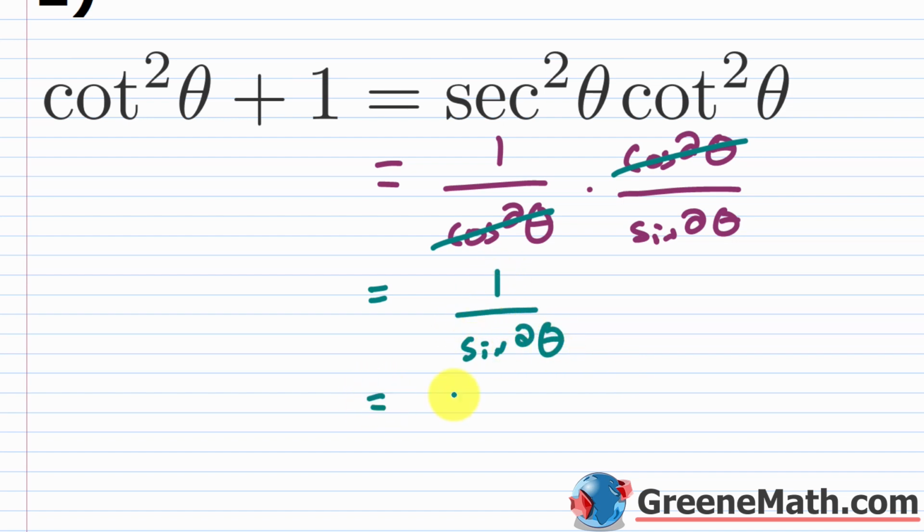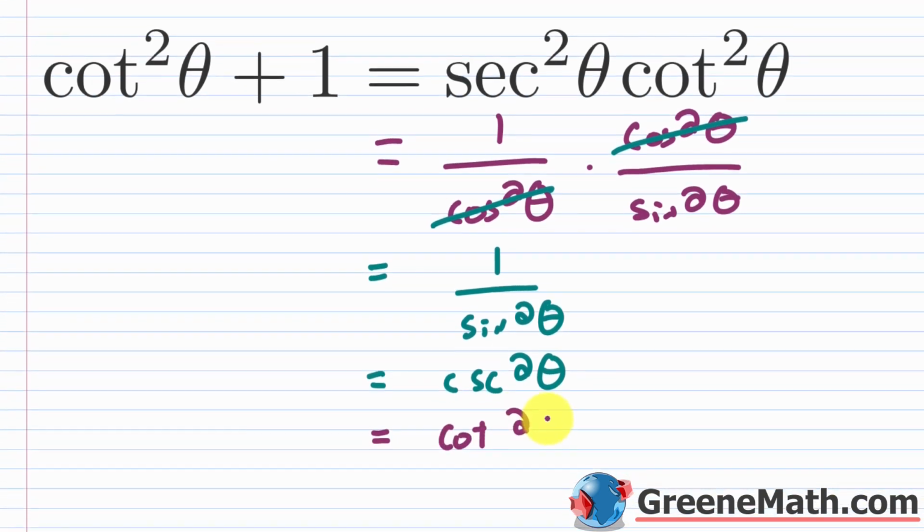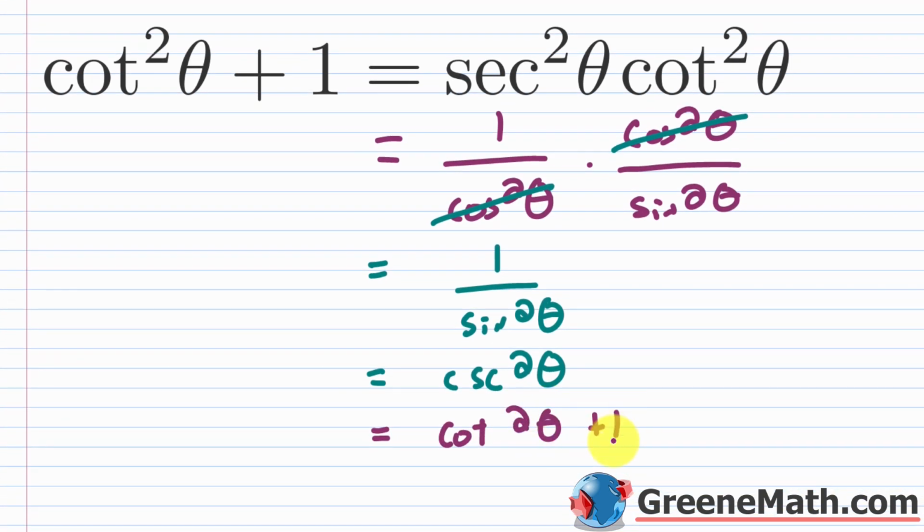Well, that is the same as cosecant squared theta. And cosecant squared theta is the same as 1 plus cotangent squared theta, or you could write it as cotangent squared theta plus 1, whatever you want to do. So I'll put this as cotangent squared theta plus 1, and we verified our identity. So I like to put a little check mark when I'm done, but of course that's not necessary.